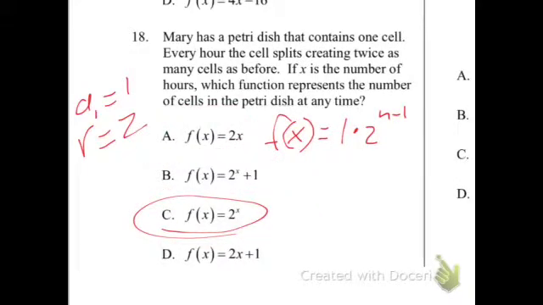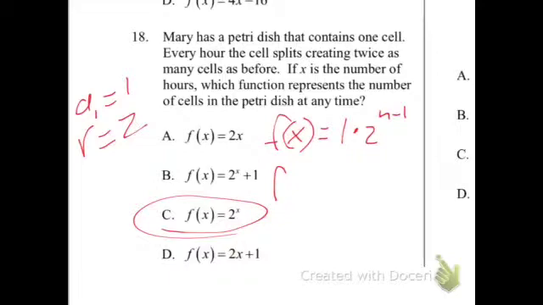A is linear, definitely not matching. B, really, really close to what it could be. C, also really, really close. And D is linear, so those are out. So it's a battle between B and C. You have to think about what the initial value is to determine whether or not it has that +1 on the end.